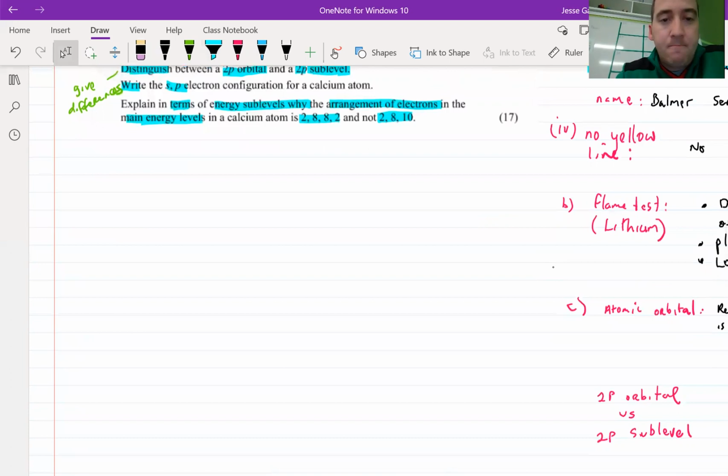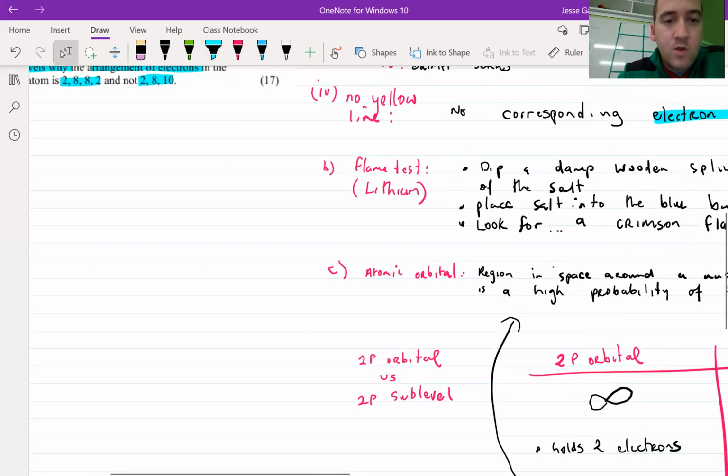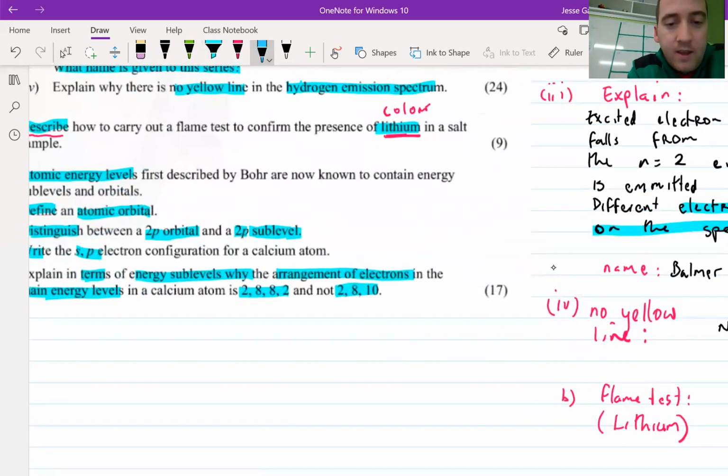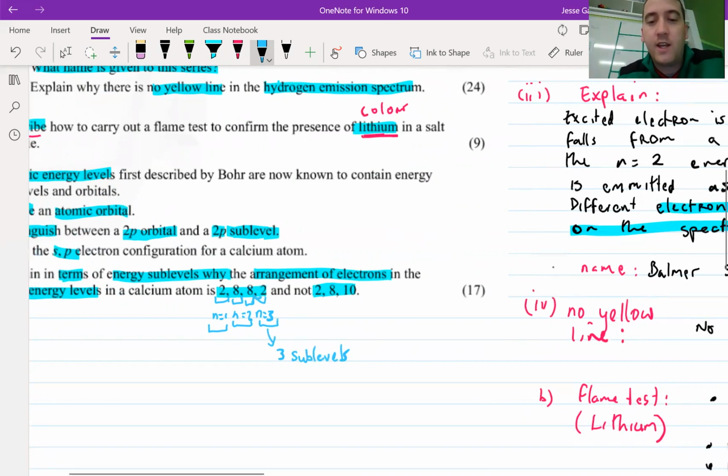Okay, so let's look here for a second. This here is n equals 1. This here is n equals 2. This here is n equals 3, and so on. Well, we know that n equals 1 has only one sublevel. The n equals 2 has 2 sublevels. And we know that n equals 3 has 3 sublevels. So why don't we just continue to add those 2 electrons in here? What's the story here? What's the issue?